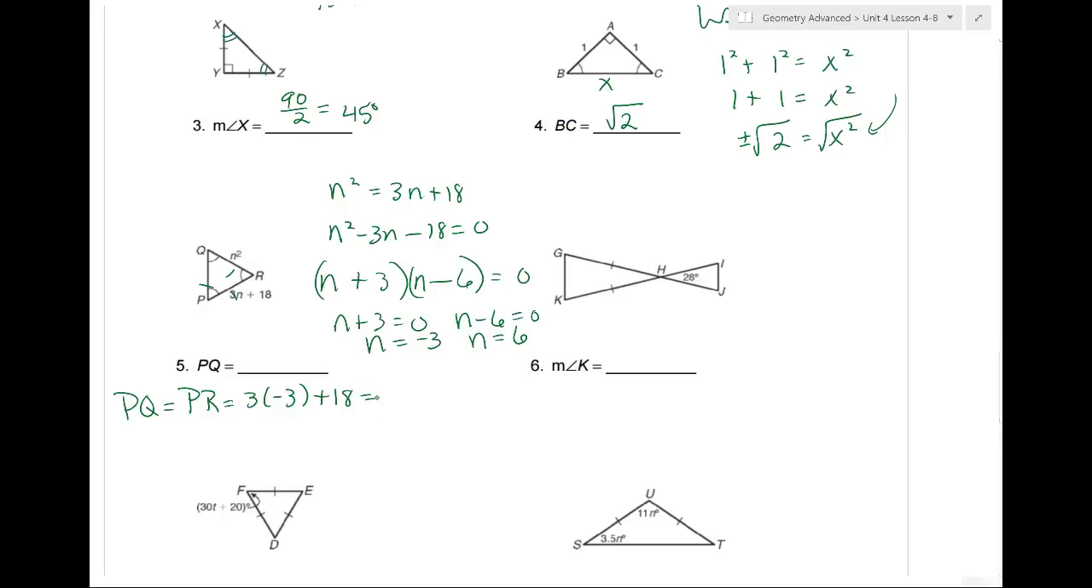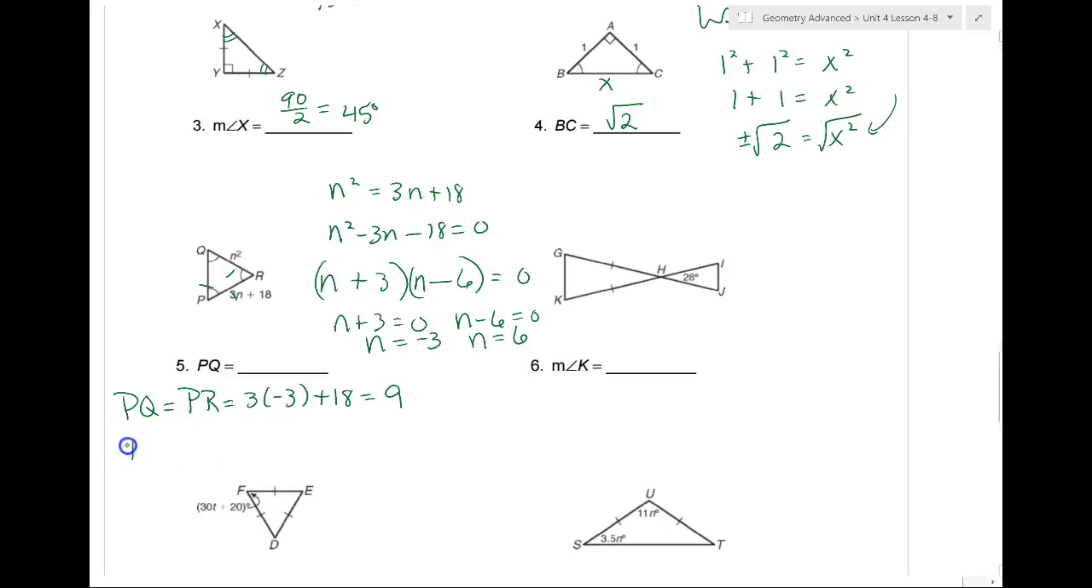Do we get 9? So is that okay answer? Is it a positive length? So negative 3 actually works this time. Oh, what do you mean it's not congruent? Well, what's a negative 3 times negative 3? Oh. Yeah, so it does work, right? So it does work. So that way we know if they're both 9, PQ has to be 9.